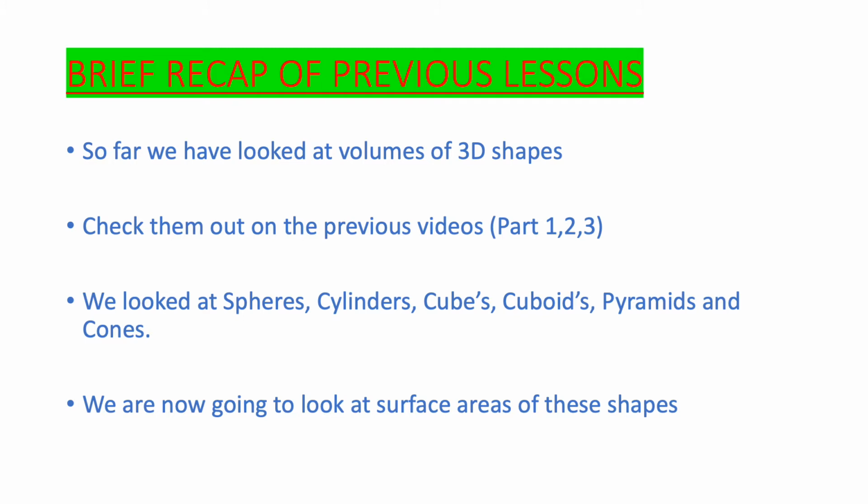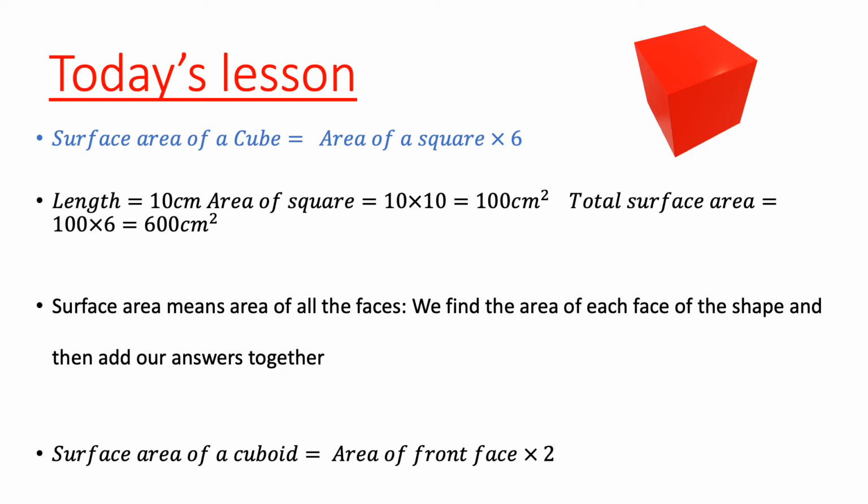Okay, so today's lesson, surface areas. Surface area, guys, is the total area of the whole shape. So the surface area of a cube would be the area of the square multiplied by 6, because there are 6 faces and each face has the same area, because the definition of a cube is that the length, width and height are all the same.